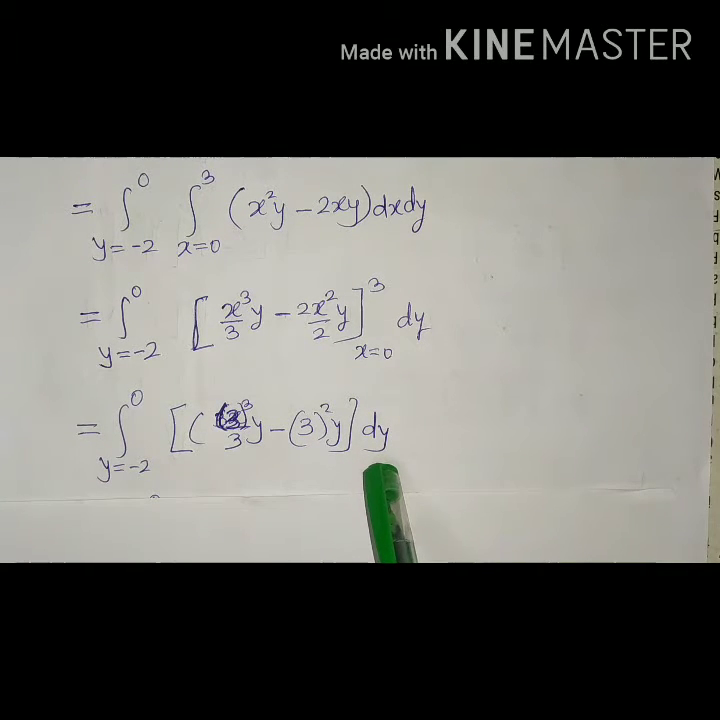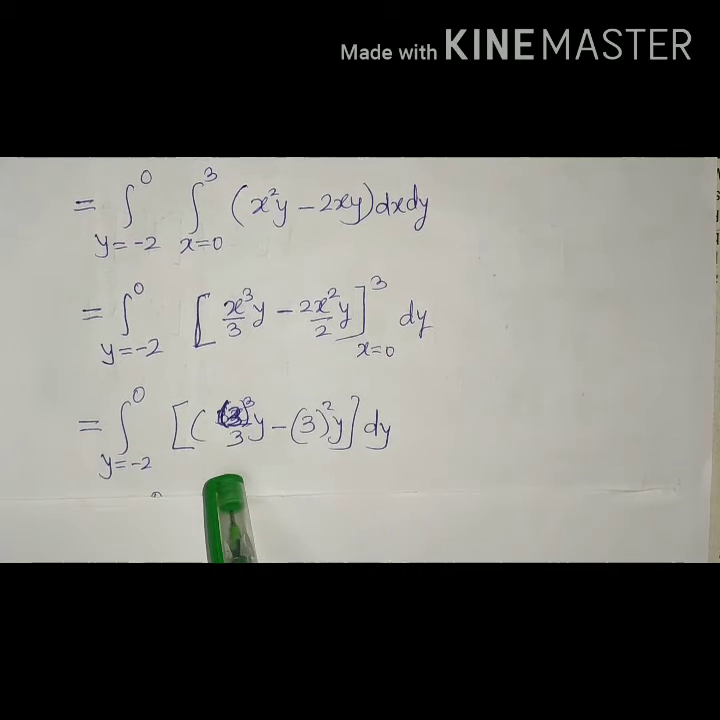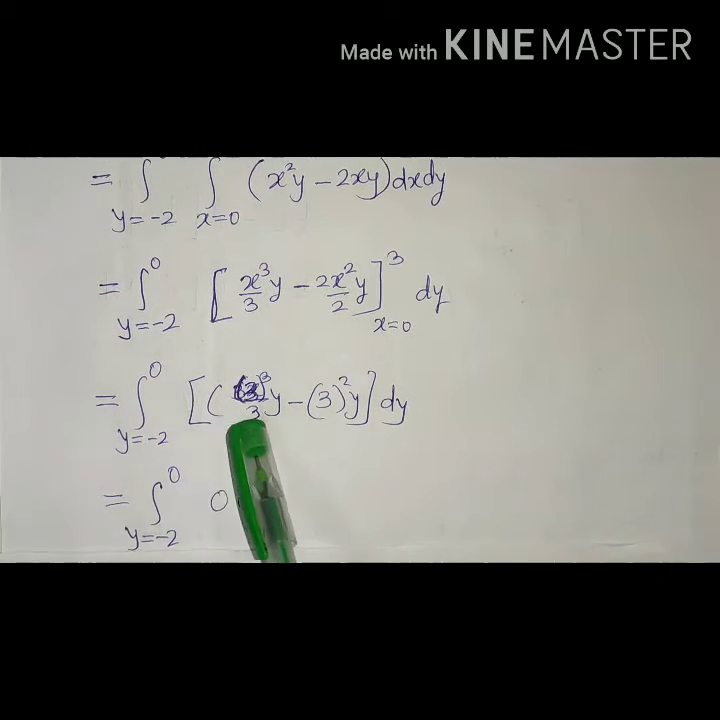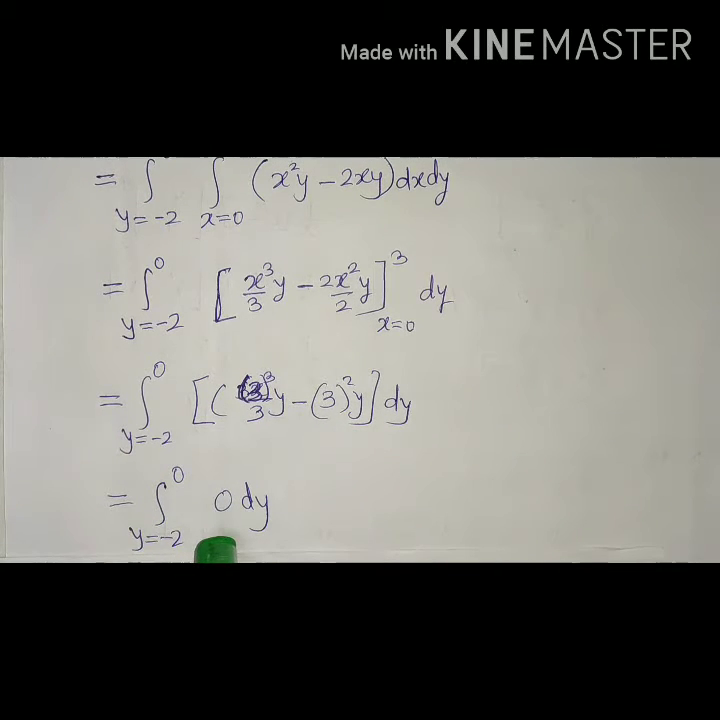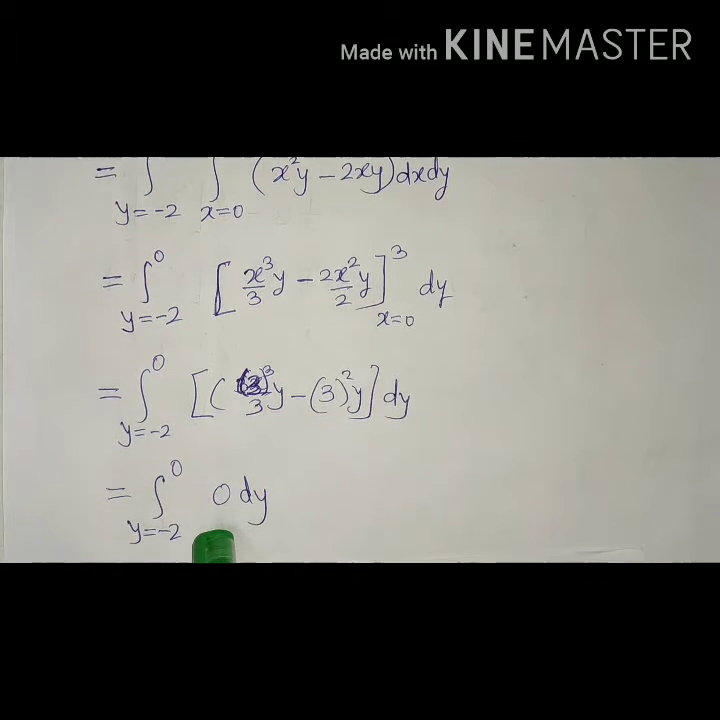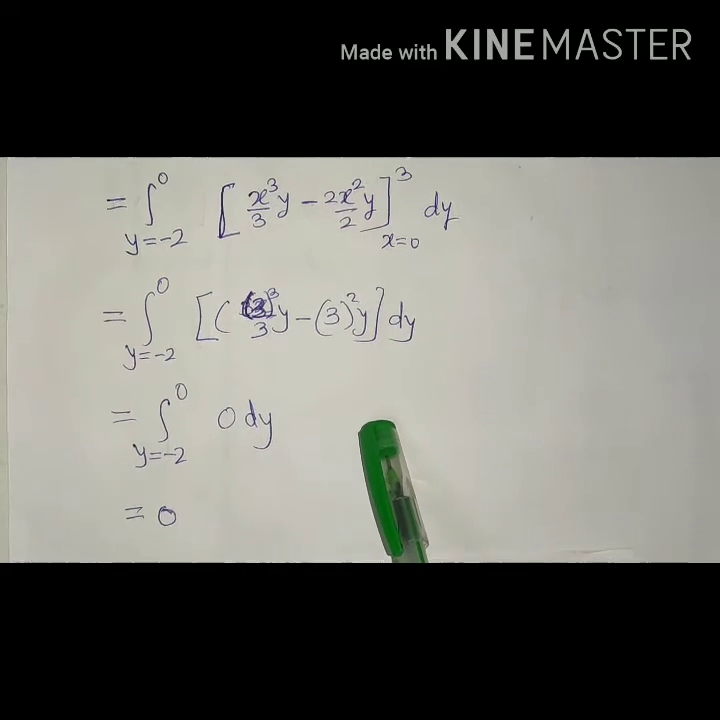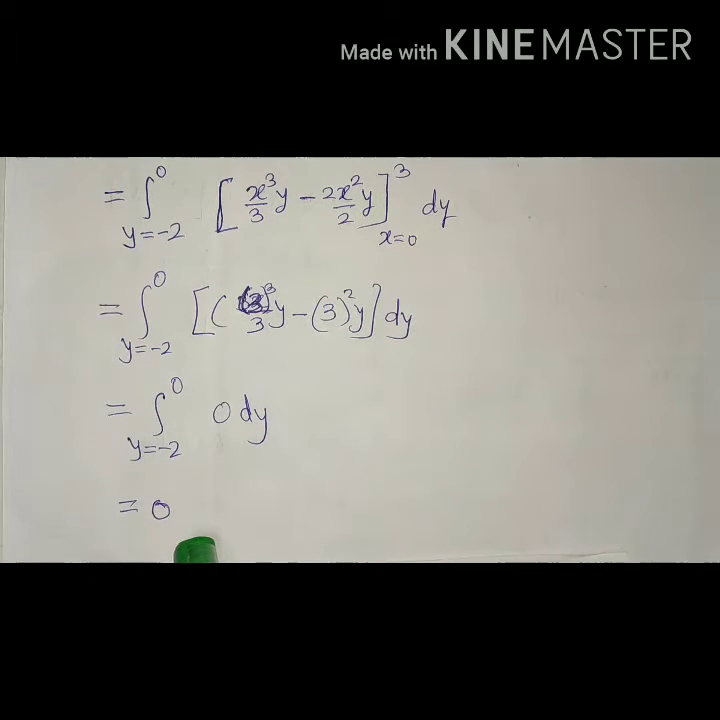So 3 cube upon 3, what will happen? It will be 3 square y. So 3 square y minus 3 square y becomes 0. So before calculating the outer limit, the integrand has turned 0. So automatically the answer becomes 0.